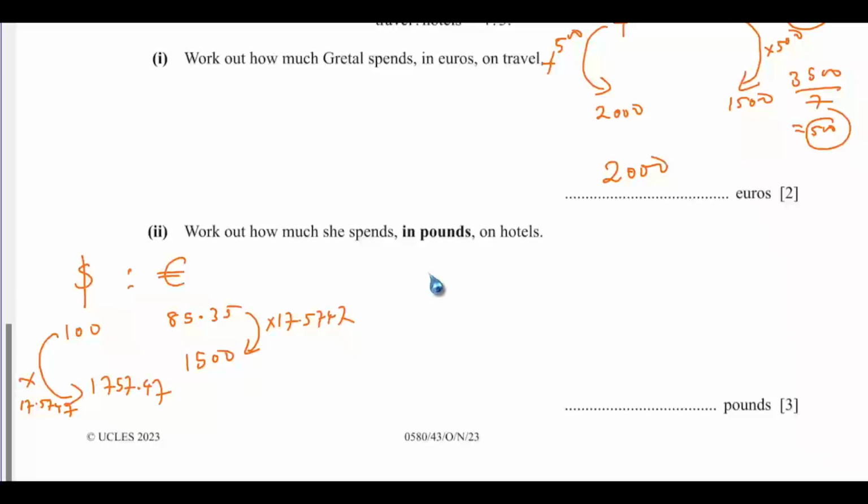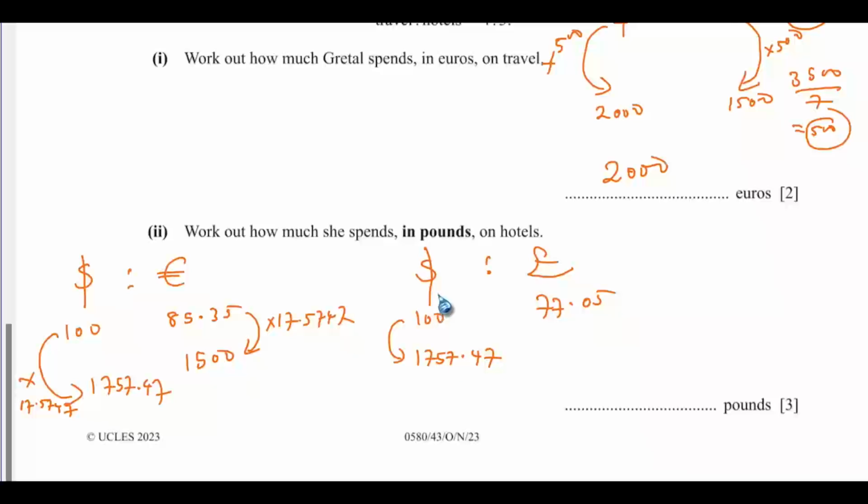So that means we're going to have dollars ratio pounds like this. Okay, so we know that $100 is equivalent to 77.05 euros. So then we want to convert 1757.47 to pounds.